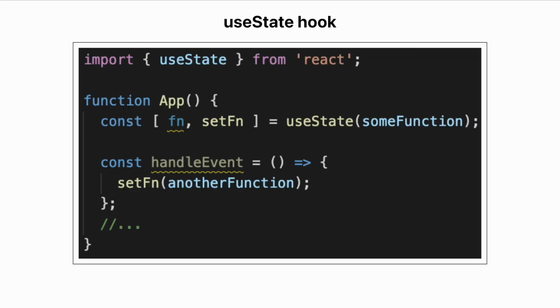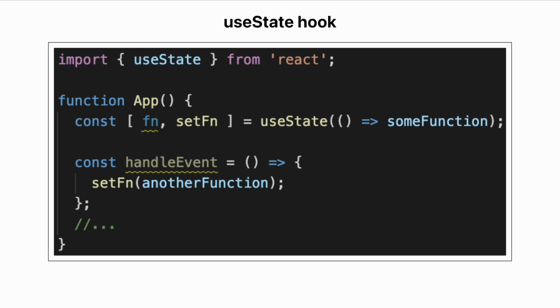When we need to store a function in a state, we should not pass the function reference directly as shown in the code's input because React considers it as an initializer function. Instead, we need to pass an initializer function that will return the required function reference.